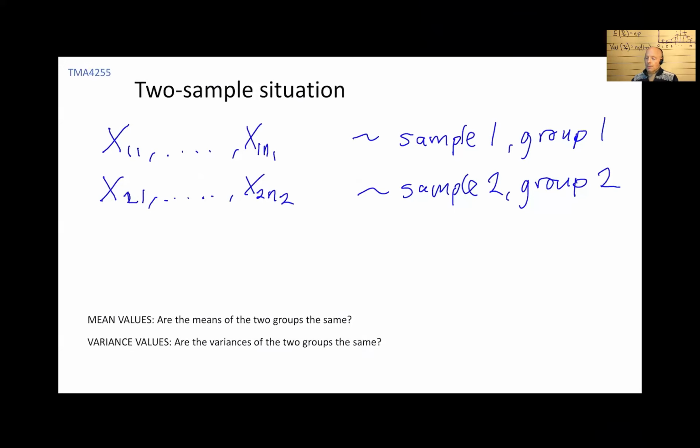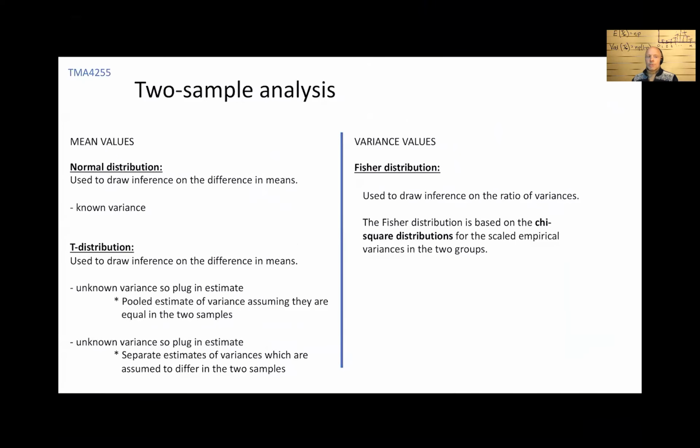And let's go on to the key distributions that we will be using here. The normal distribution is central in all these distributions. It's the building block, and it's used on its own when you are testing the difference in mean values and when you know the variance. If you don't know the variance, you have to plug in an estimate for this variance, and that's when you get the t distribution. And that has various shapes and sizes.